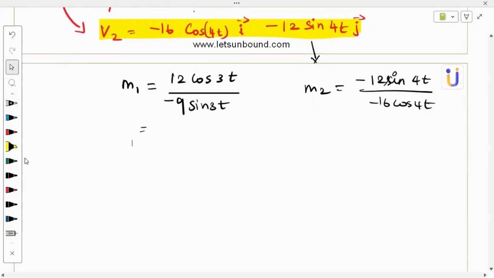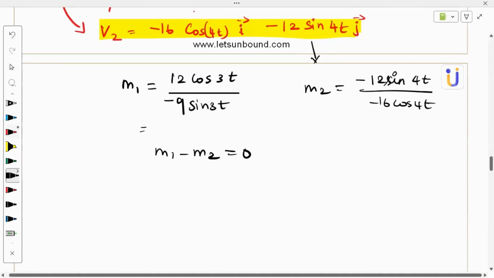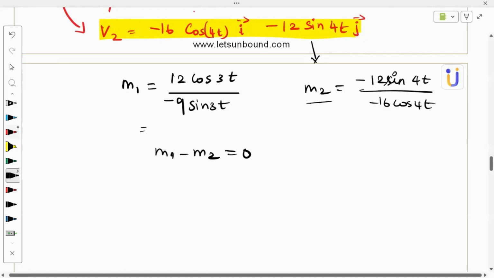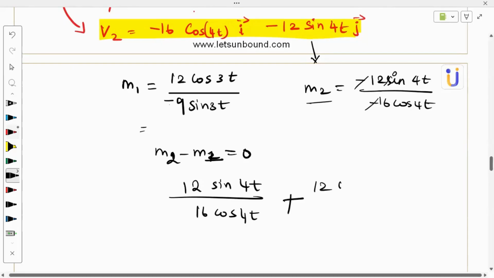Okay, they should be equal, right? Also, I can make m1 minus m2 equals 0. Right? Or m2 minus m1 is 0. So I want to just subtract. Let me choose m2 minus m1, which is better for me, so m2 is positive. That's why I choose it first. 12 sin 4t by 16 cos 4t, minus m1 is already a minus, so it will become plus 12 cos 3t by 9 sin 3t equals 0. Okay.